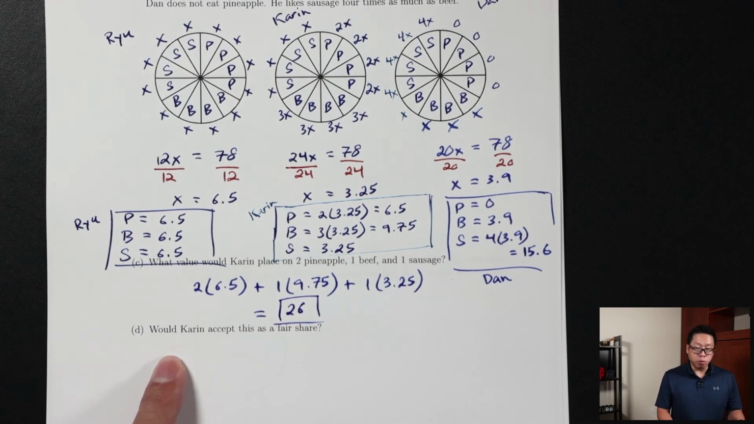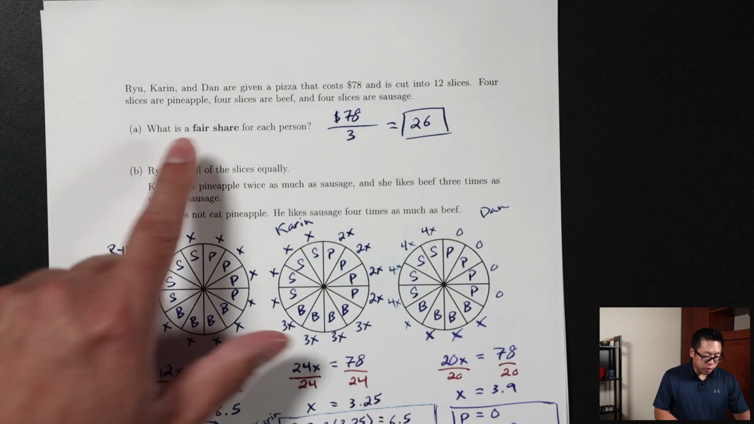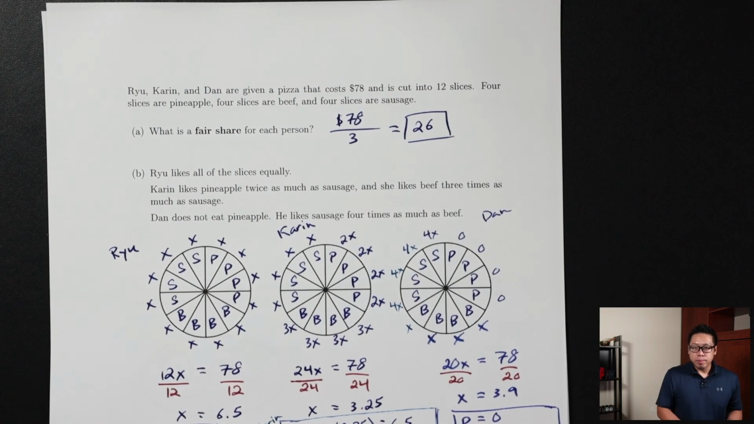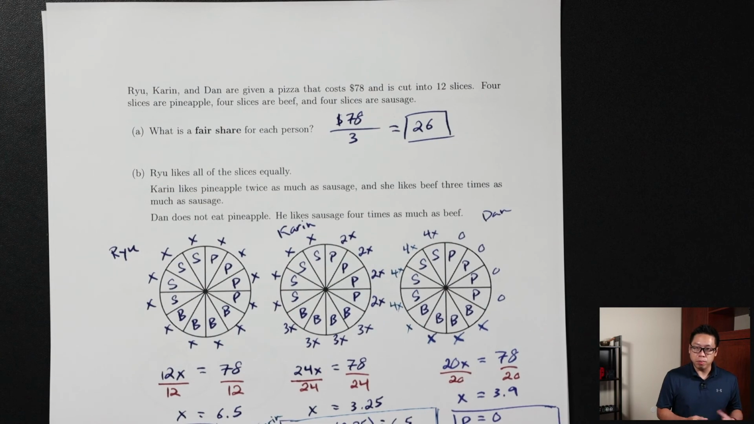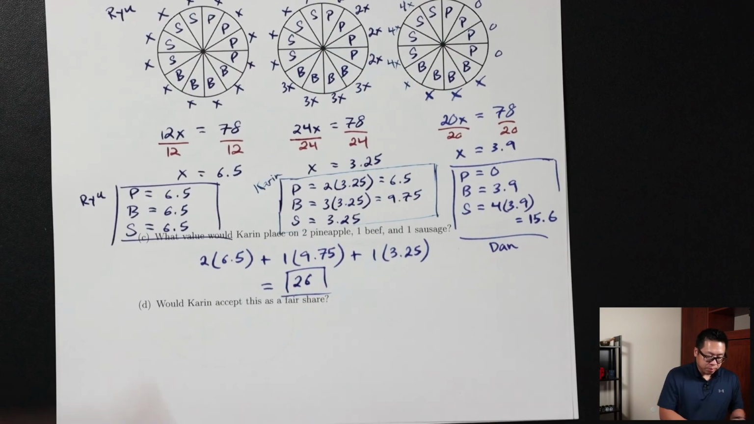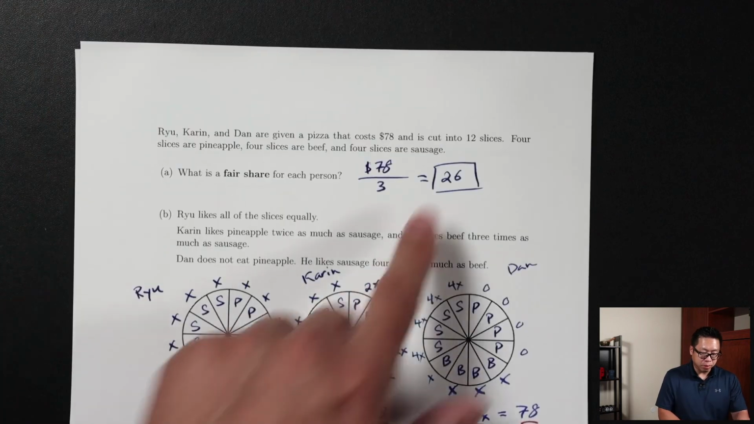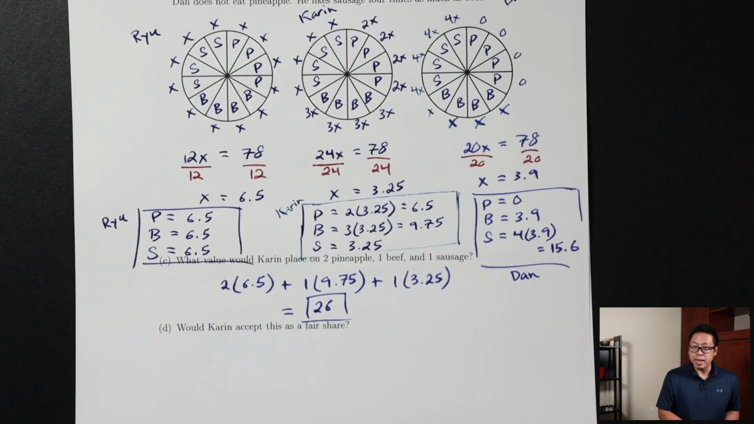Now the question is, would she accept this as a fair share? So go back. What is the fair share? Fair share is 26. She thinks that she deserves $26 worth of pizza. So as long as she gets $26 or more worth of pizza, she would accept it. And she did. So this would be a yes.